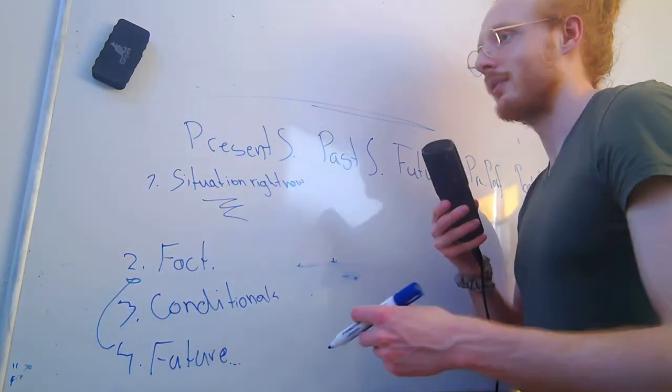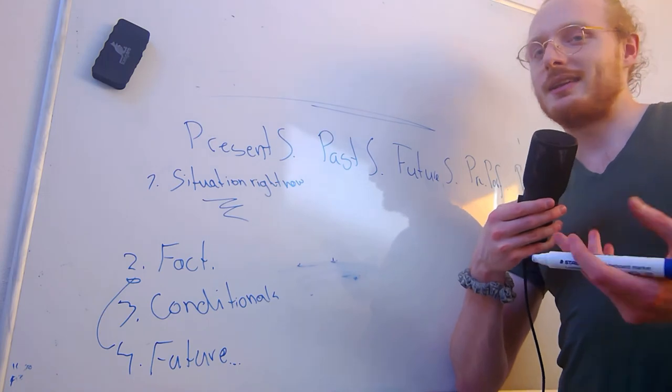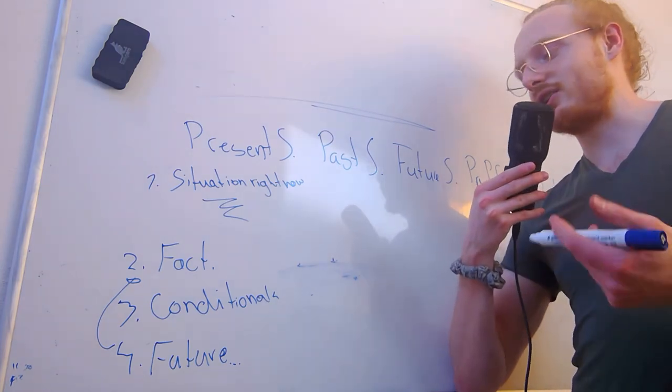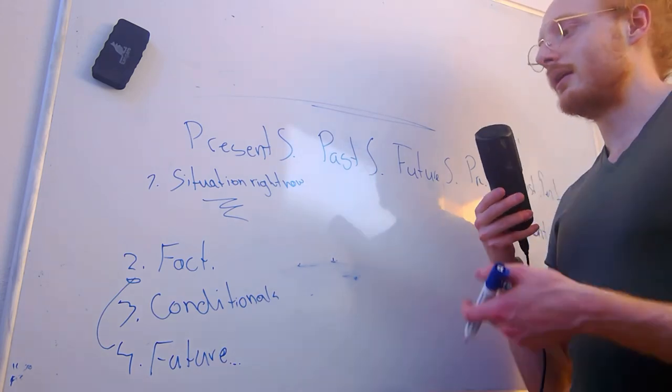So, morgen regent het, you could say that. Tomorrow it rains, that doesn't sound right in English, but. Or you could say, morgen gaat het regenen, tomorrow it will rain. That's also fine.